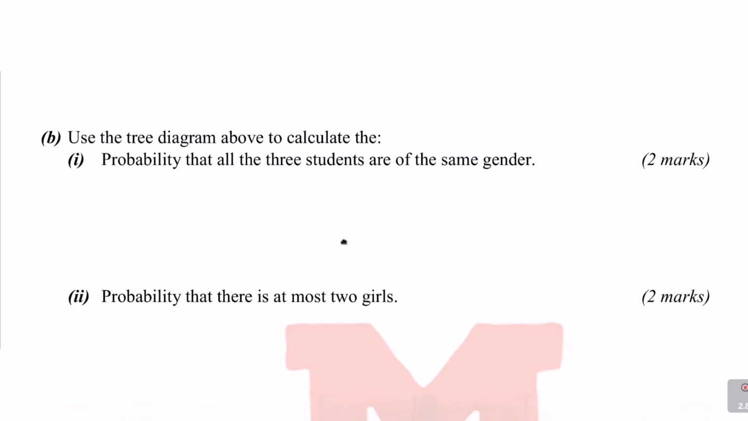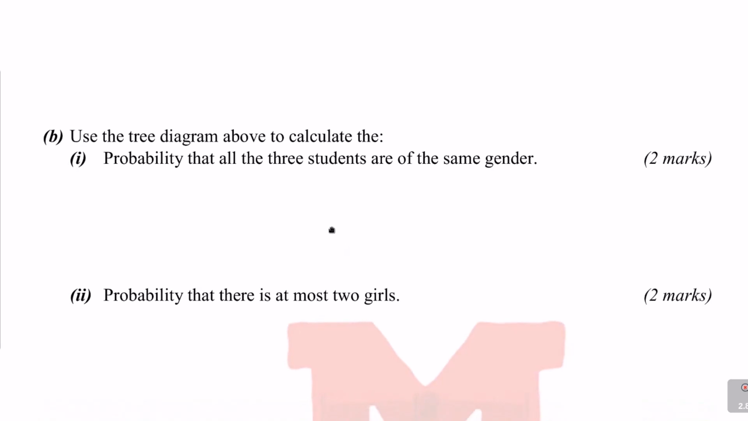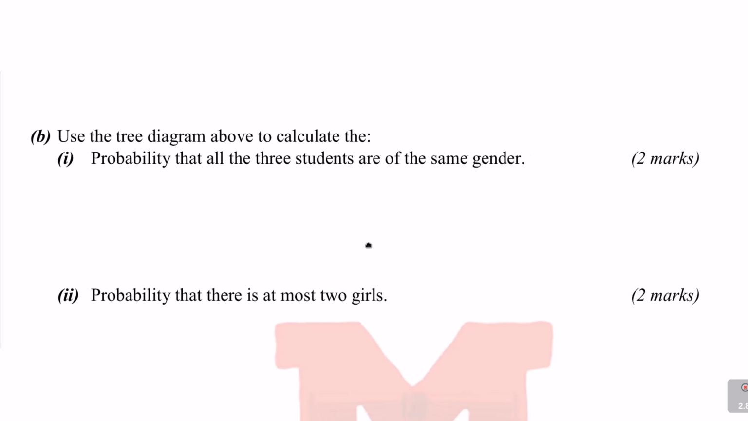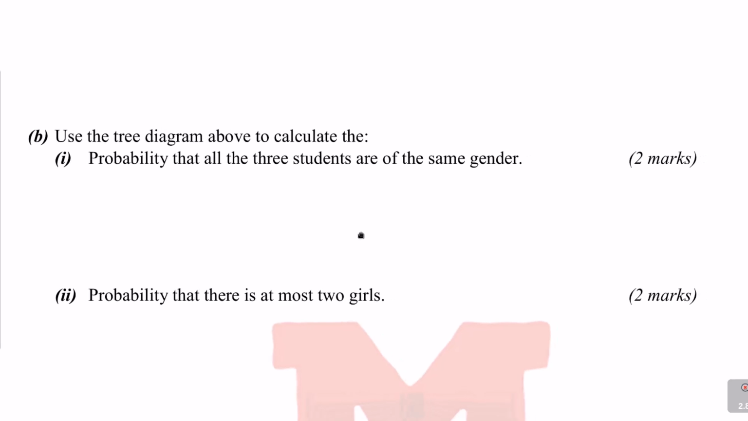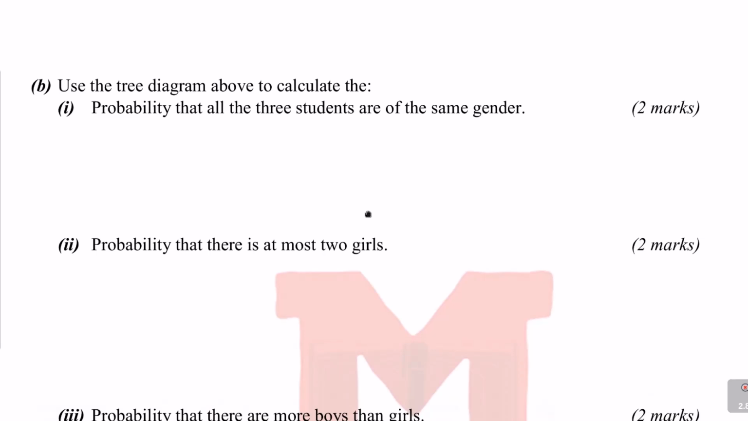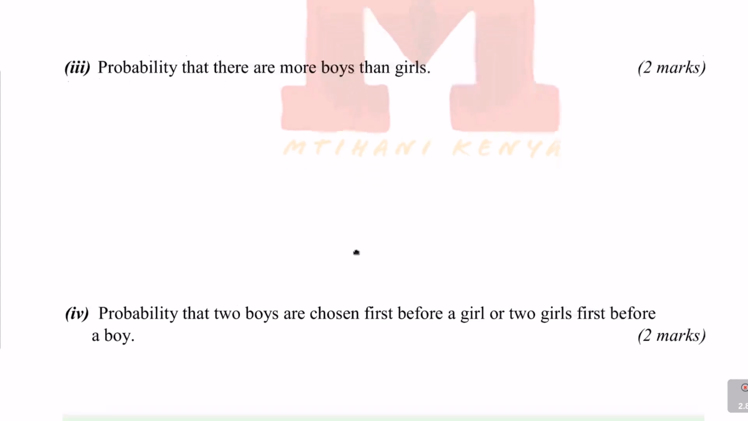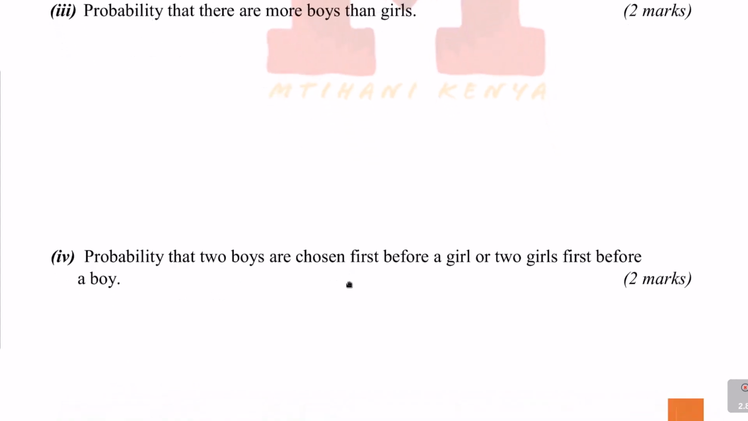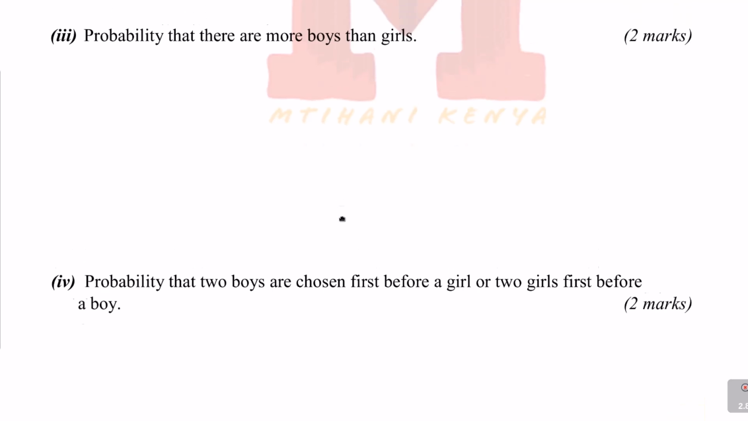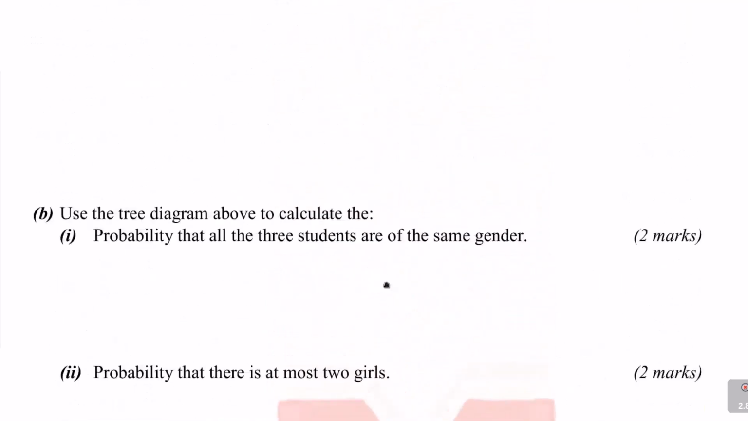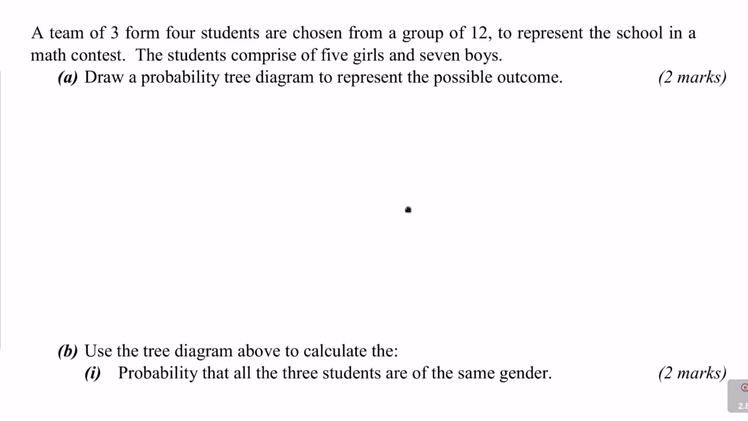Then part B, use the tree diagram above to calculate: 1. The probability that all the 3 students are of the same gender. 2. The probability that there are at most 2 girls. 3. The probability that there are more boys than girls. And 4. The probability that 2 boys are chosen first before a girl, or 2 girls first before a boy. 2 marks. So those are the questions. Let's go to the first part.